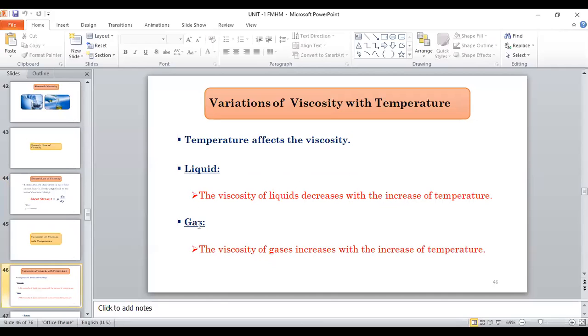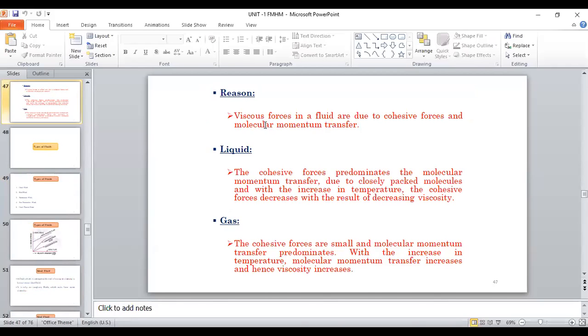Suppose if you are increasing the temperature for the gas, what happens? The viscosity of gas increases with increase of temperature. Okay, for liquids, viscosity decreases with increase in temperature. For gases, the viscosity increases with increase in temperature. Okay, reason is here. Why? The viscous forces in the fluid are due to cohesive forces and molecular momentum transfer. So for liquids it will be different, and for gases the movement will be different. That's why for liquids the viscosity will be decreased as the temperature is increased, and for gases the viscosity will be increased if we increase the temperature.